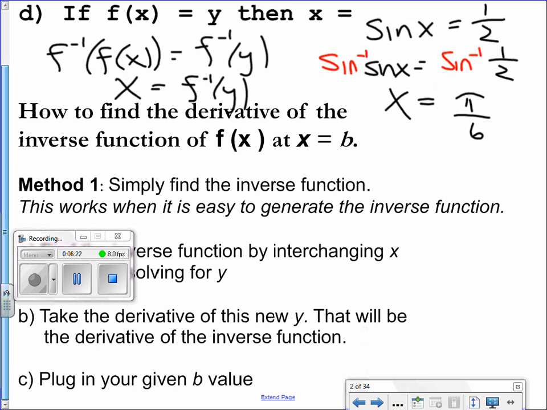Suppose I want to find the derivative of the inverse function of f at some value b. The most direct way to do it would be get the inverse. Get the inverse and then take the derivative and plug in b, right?